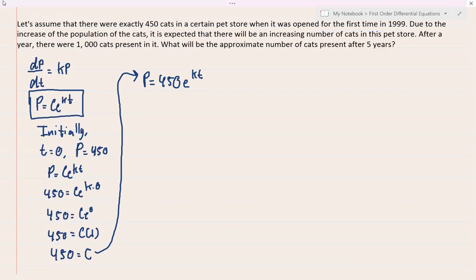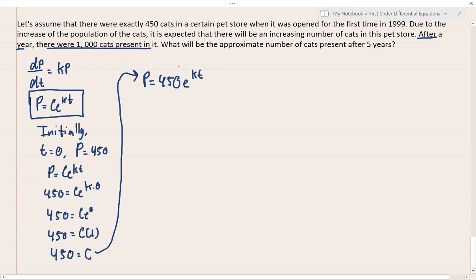Then, hanapin natin si K. So how can we find our K? Sabi daw rito, after a year, there were 1,000 cats present. Okay? So since kasi, kung mapapansin nyo, they use the unit of time years. Therefore, ang gagamitin kong T-unit ay years na rin, para hindi na ako mahirapan, kaysa naman gagamit ako ng days.